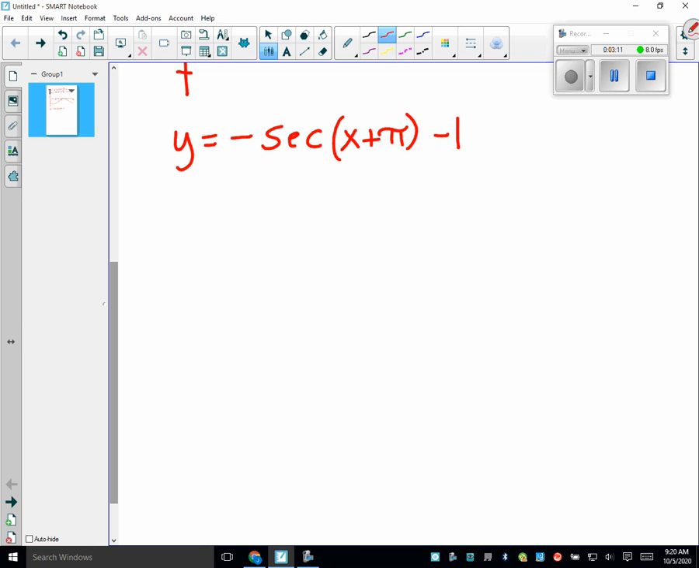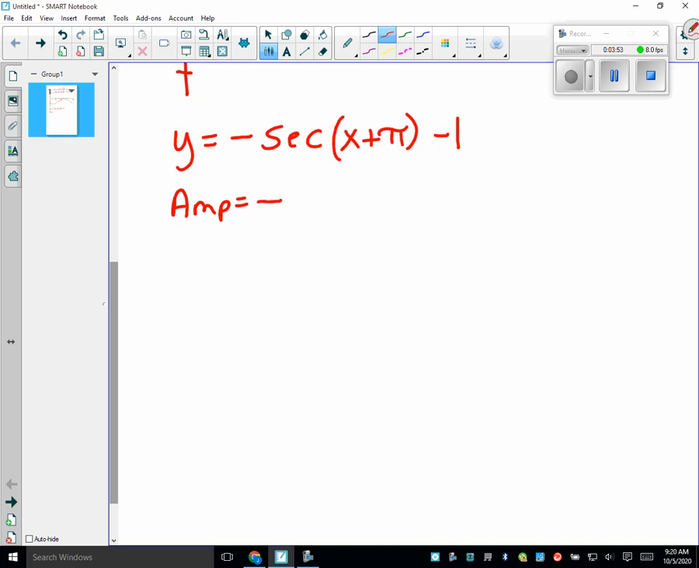What is my amplitude? Secant, cosecant, tangent, cotangent do not have an amplitude. So what do you put? None. An amplitude is how far the graph goes up. That one doesn't, because that one goes up forever. Right?